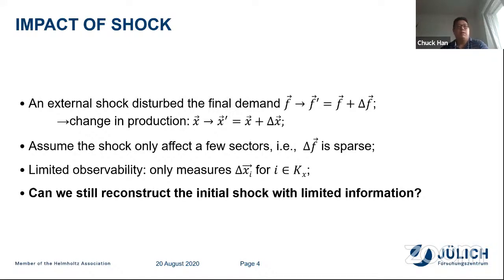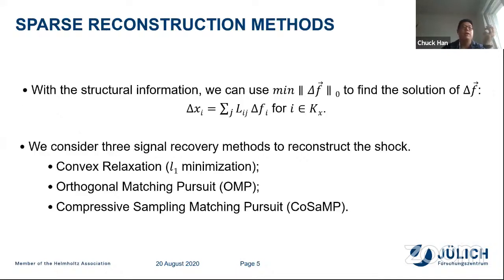The problem of reconstructing such delta F is that we don't have full knowledge about delta X itself. So we only have a few observations coming out of delta X. This means the system is actually underdetermined. So the question arises: can we still reconstruct the initial shock delta F with such limited information? I mean, of course, the answer is yes. Otherwise, it wouldn't be here. So let's go into the question a little bit more.